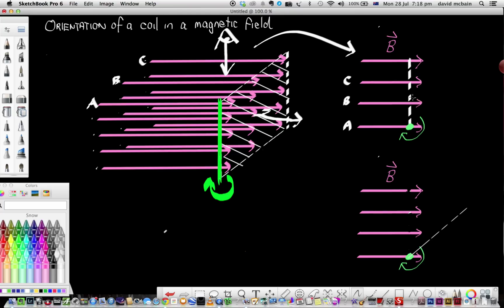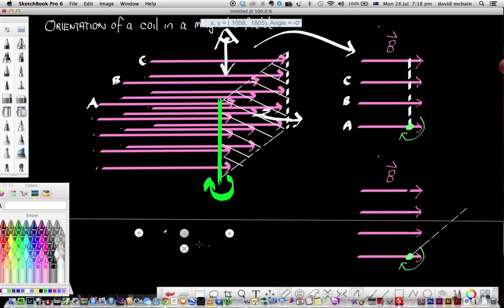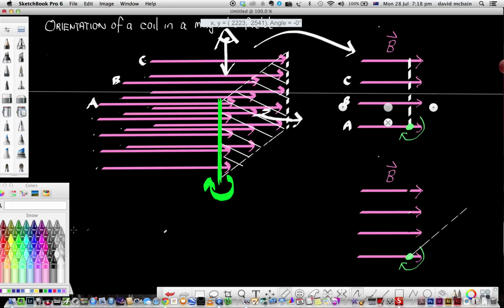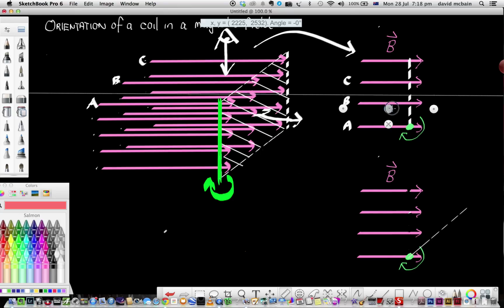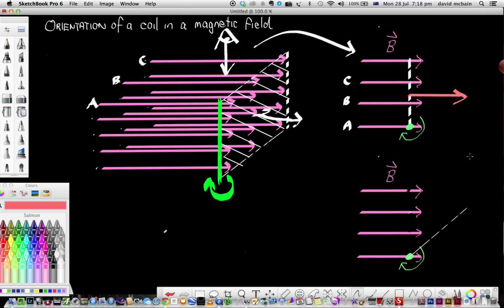And so looking at this diagram over here, the normal to the coil, and I'll draw it in red or orange. The normal to the coil is off in that direction. So there's the normal to the coil. That's the same as that there. And that angle there at the moment is 90 degrees.